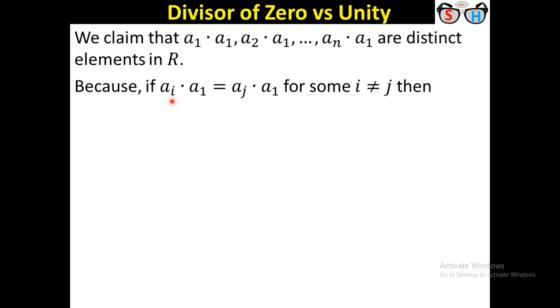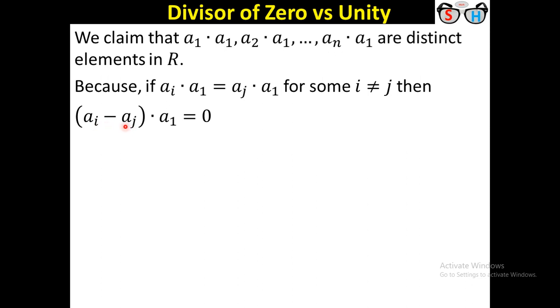However, if ai·a1 equals aj·a1, then (ai − aj)·a1 must be equal to 0. Here you see that a1 is a non-zero element, because in R only the zero element is a0 and the remaining elements are non-zero. Therefore a1 is a non-zero element in the ring. Again, R contains no divisor of 0, therefore this must be equal to 0.